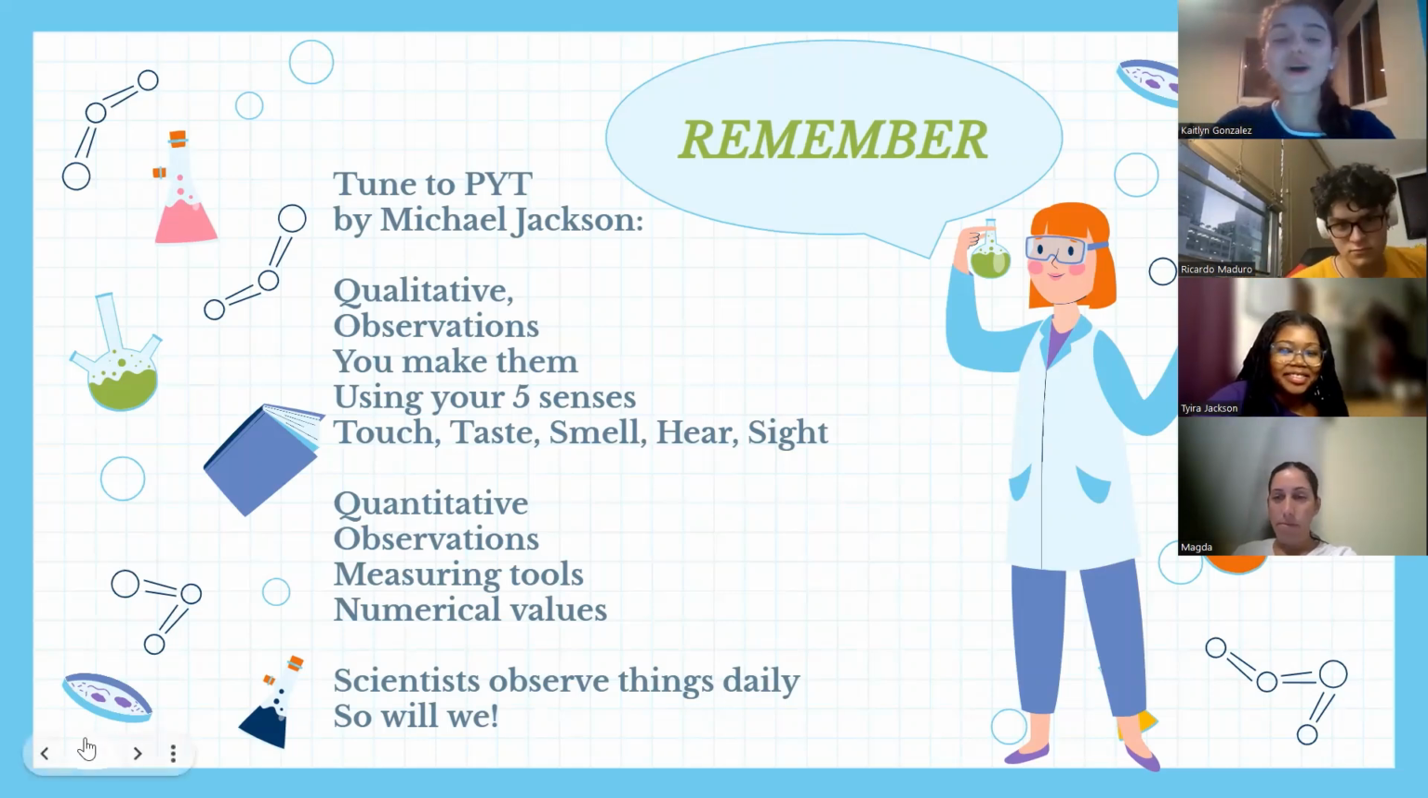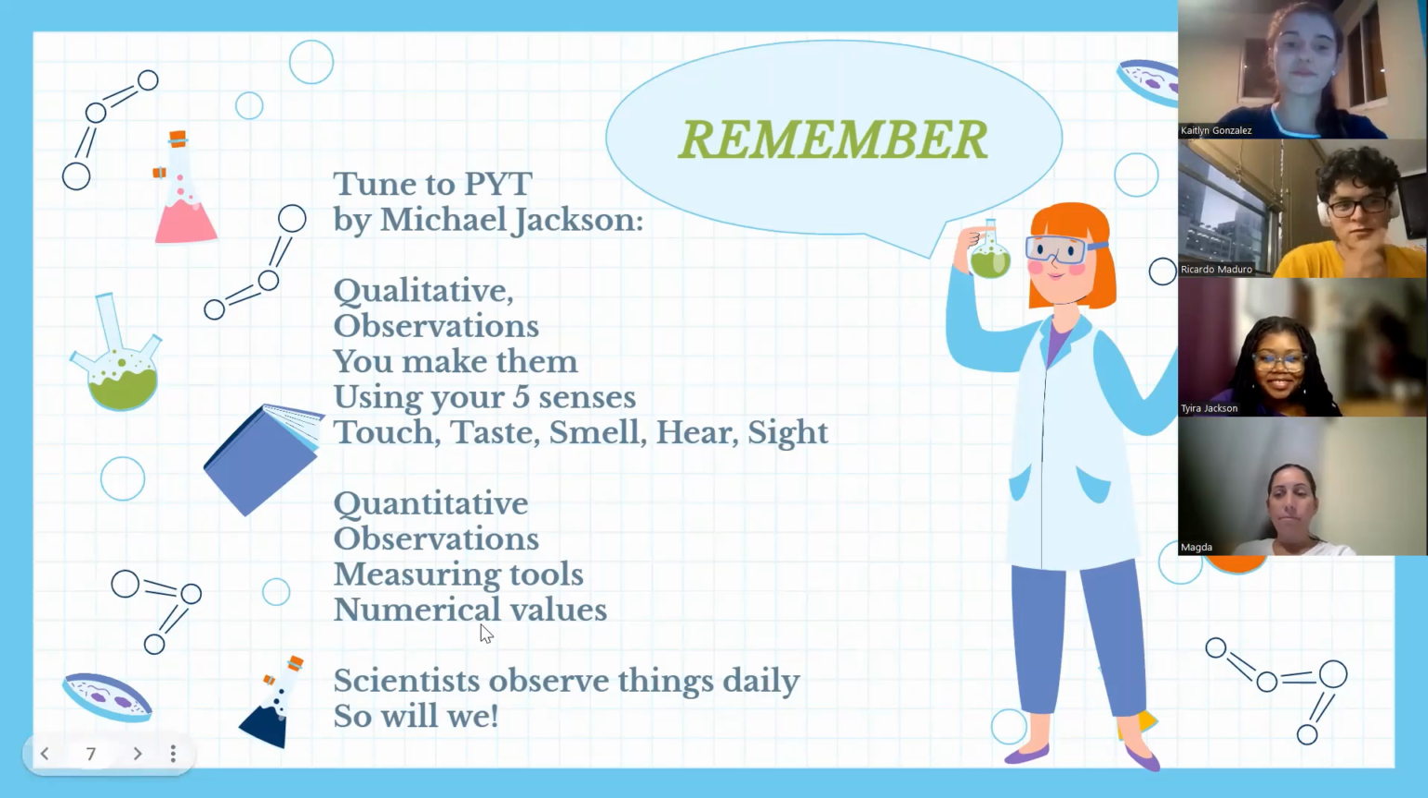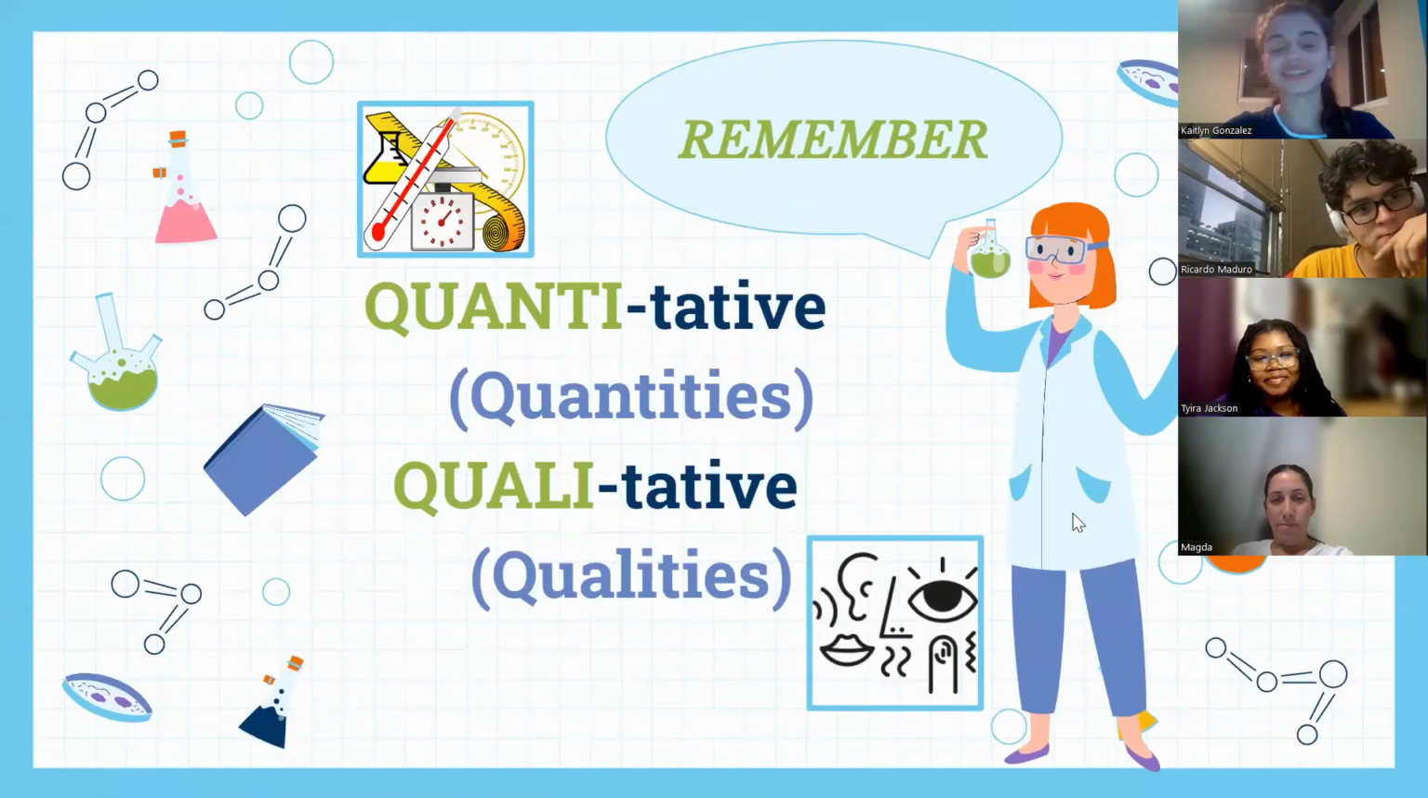All right, so just in case any of you don't like Michael Jackson or have something against my singing, this is a different way to help you remember the differences between quantitative and qualitative observations. So as you see here, quantitative starts with quanti, and you could relate it to quantities. And then on the other side, you see quali, and you could relate that to your different qualities.